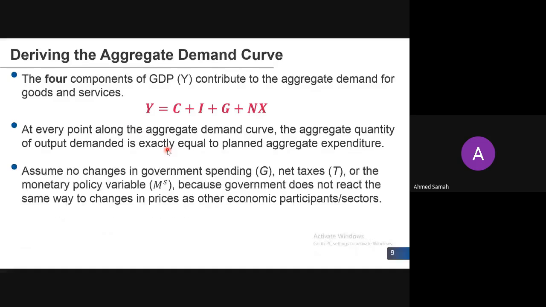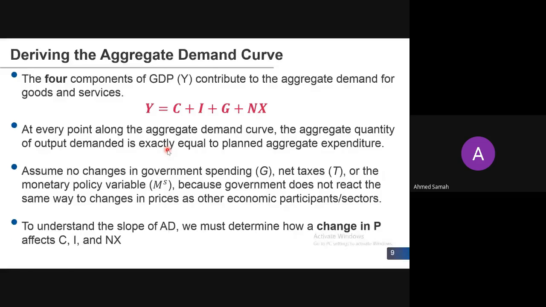We assume there are no changes in government spending, net taxes, or the monetary policy variable, which could be the money supply. The main reason we assume these remain unchanged is that the government does not react the same way to changes in prices as other economic participants do. Even though there are rises in prices, the government might not reduce its demand.